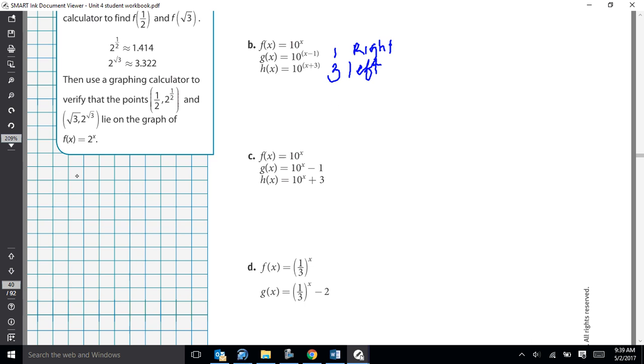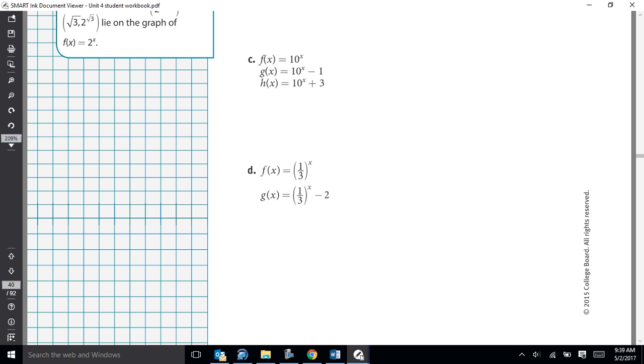Let's see what else we have. So in D, we have 1/3 to the x and then 1/3 to the x minus 2. So how's that one going to change? This one's going to go down 2 from our parent function. All right, and then the 1/3, is that growth or decay? Is this one growth or decay? Growth. All right. How do we feel about this?